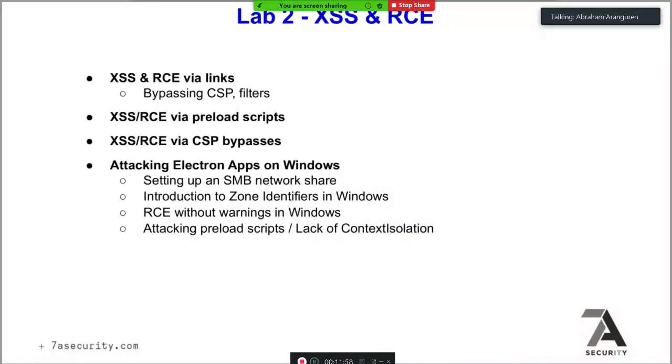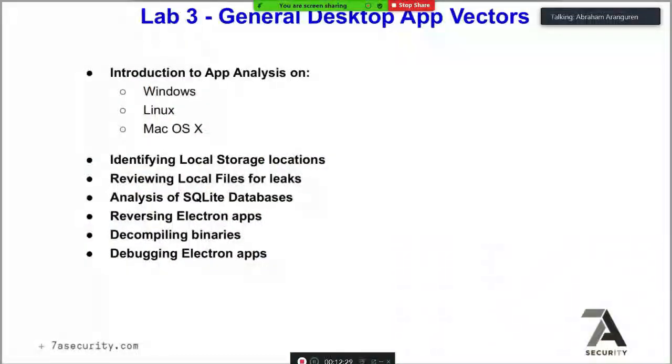Then in lab 2, we look at XSS and remote code execution. Of course, we cannot cover the entire lab in the workshop, but some of these topics will be covered. Today we will attack preload scripts. I will go into what that is in a moment. CSP bypasses are covered in the course alone, I think. Then we will also take a very brief look at remote code execution in Windows, which will be part of the talk. I think these we will not cover today.